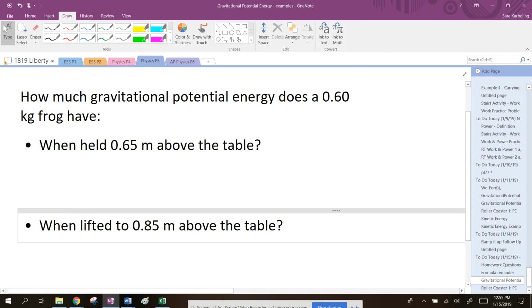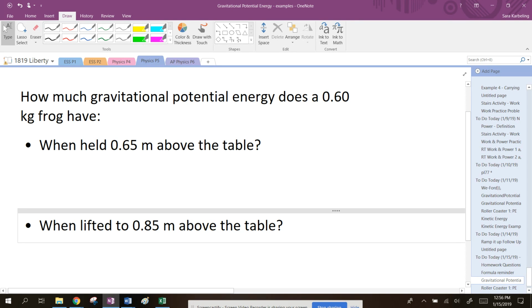So I've got a frog. You met him before. I would like to know if I hold the frog 0.65 meters above this table, so that's 65 centimeters above the table, I would like for you to calculate for me how much gravitational potential energy does he have. Can you do that?